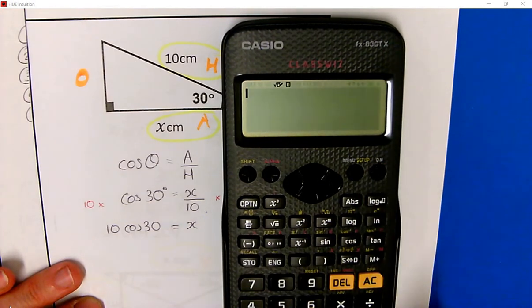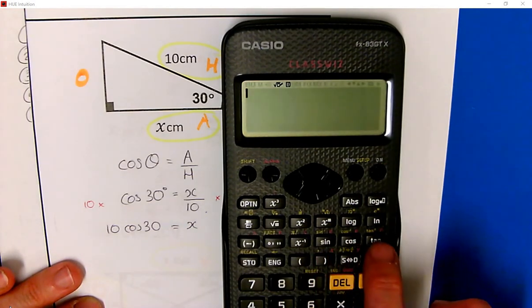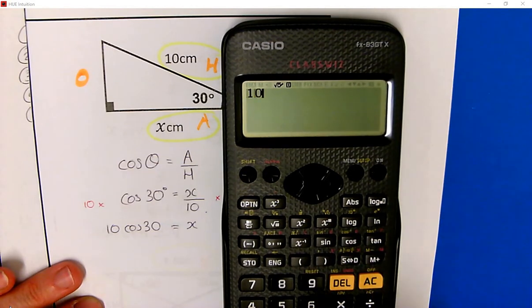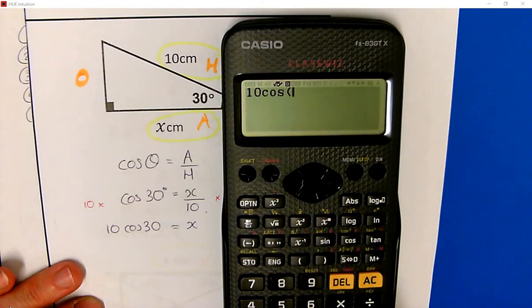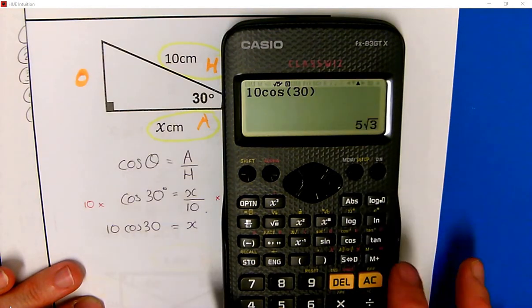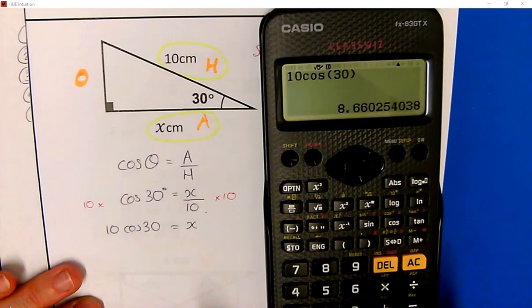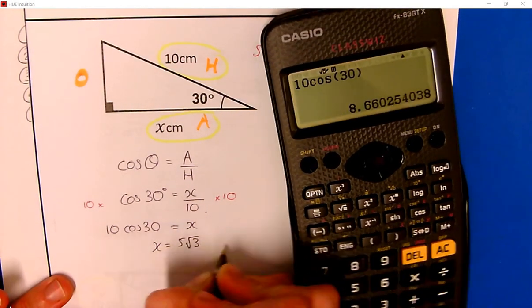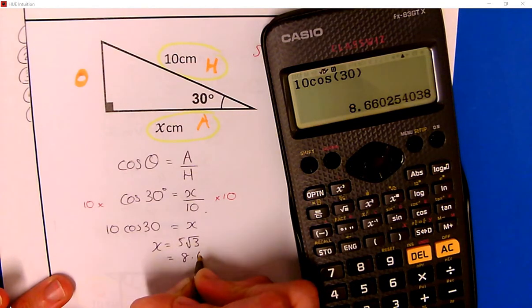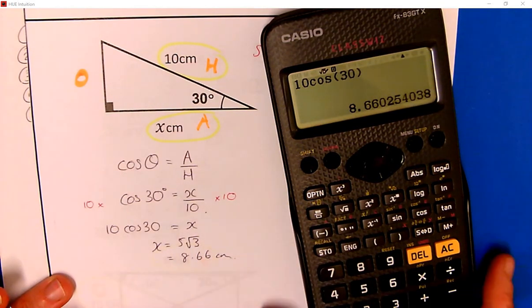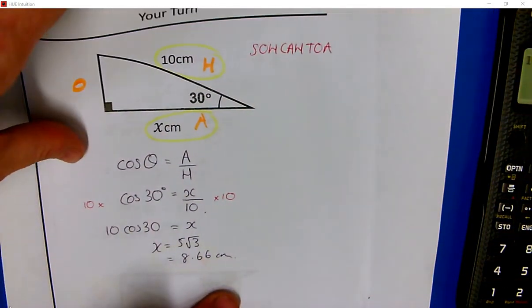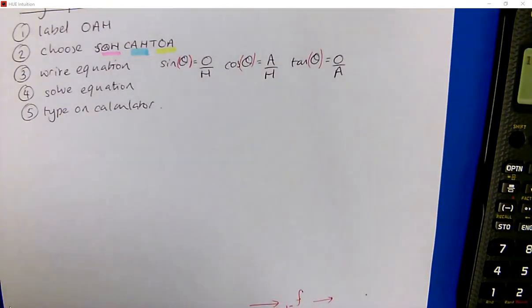So, right, you can see that just in the middle of the top section we've got sin, cos and tan. So we want to do 10 cos of 30. And that gives us 5 root 3, or as a decimal, 8.66. Okay, so x is 5 root 3, or 8.66 centimetres. All right, let's try another example where we're finding a side.